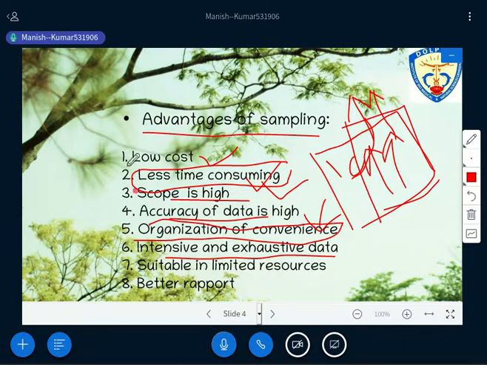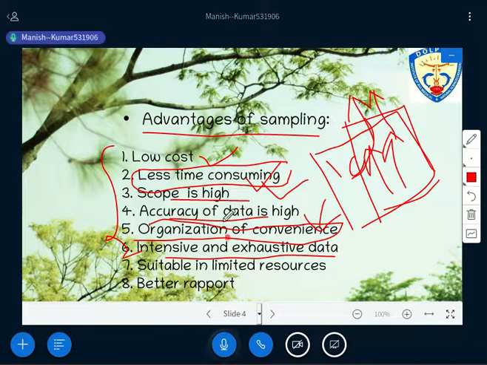So before moving to 7 and 8, from 1 to 6, is there any question from anyone? Okay, so there is no question. Is there any question from anyone? From point 1 to 6?